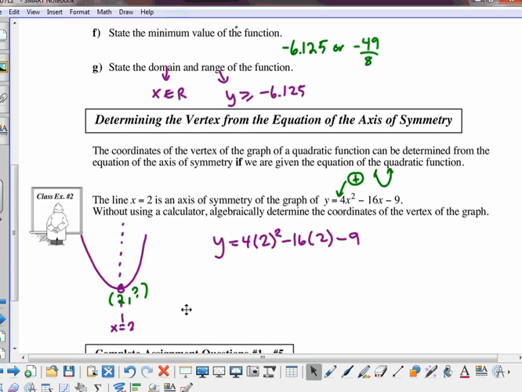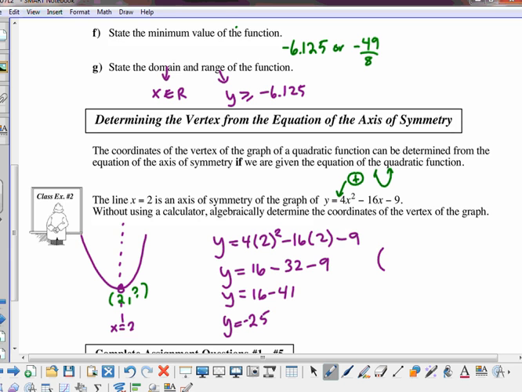Oh, without the calculator. Okay. 4 times 2 squared is 4 times 4, 16. 16 times 2, 32. Minus 9. What's negative 32 minus 9? 41. And 16 minus 41, negative 25. Yeah, negative 25. Equals negative 25.